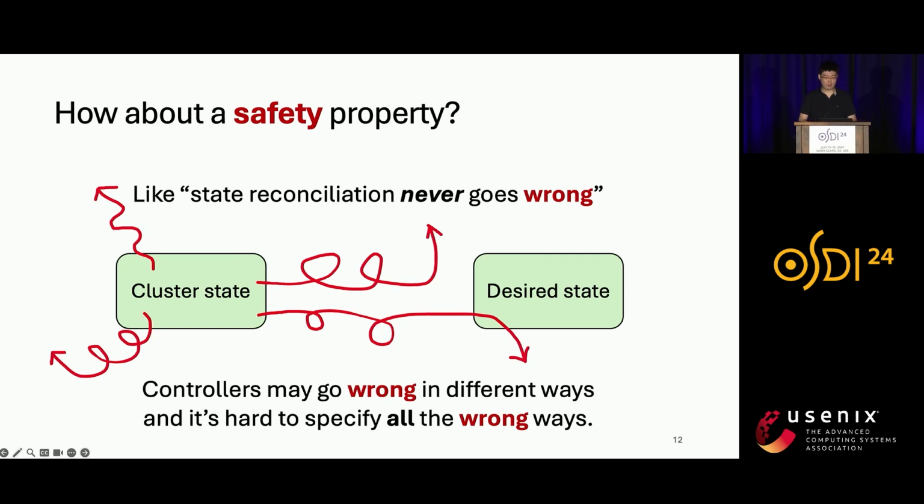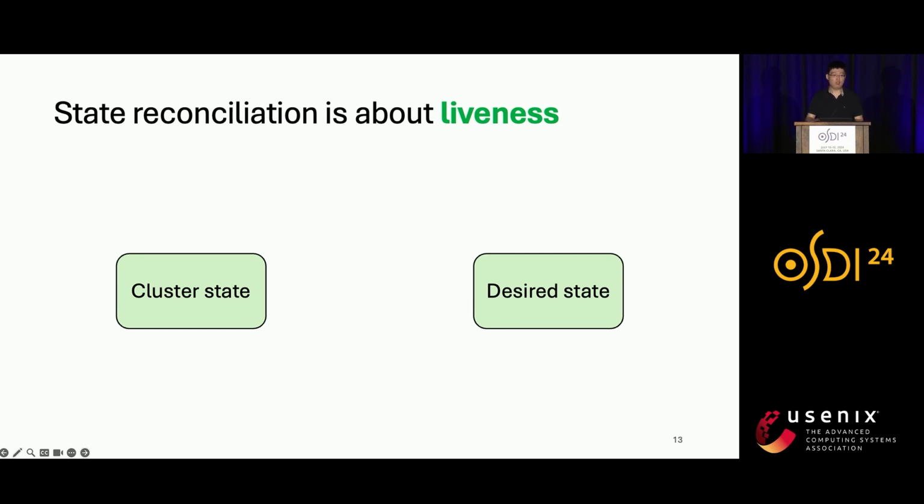But the problem here is that controllers may go wrong in many different ways for different reasons, like a data race or unexpected crash. And for different controllers, because they manage different applications or resources, they could also have different manifestations of their wrong behavior. So it's really hard to specify all the wrong ways in one safety property. So instead of trying to figure out every possible wrong state reconciliation, our insight is to focus on what a correct state reconciliation does, and we found it's really about liveness.